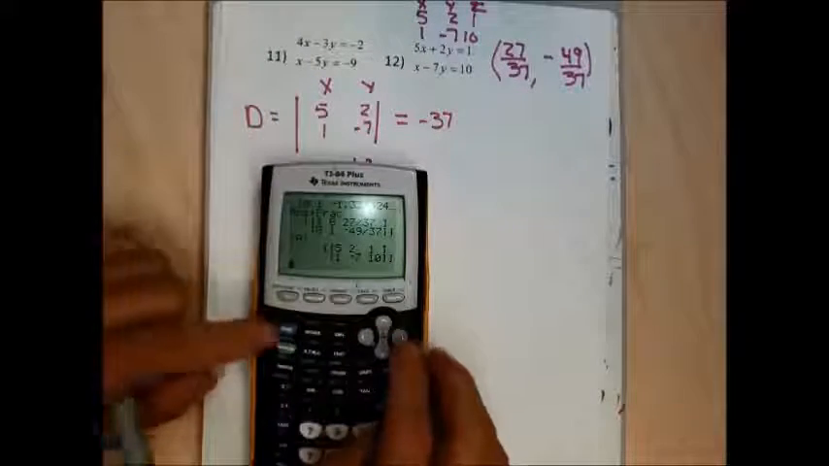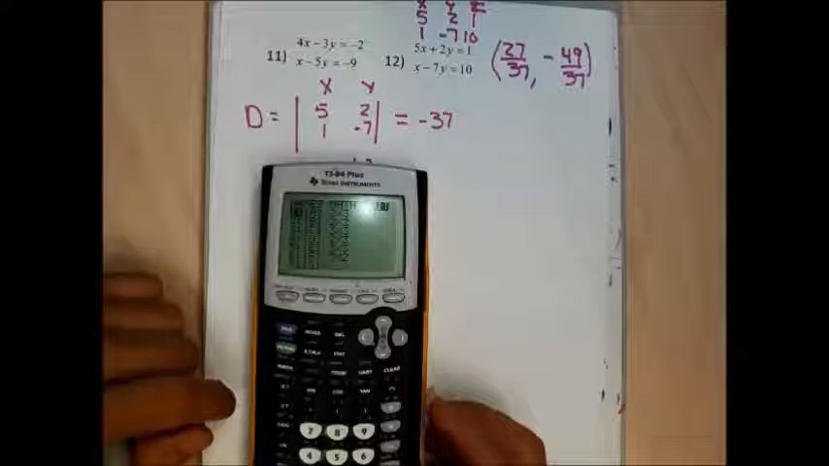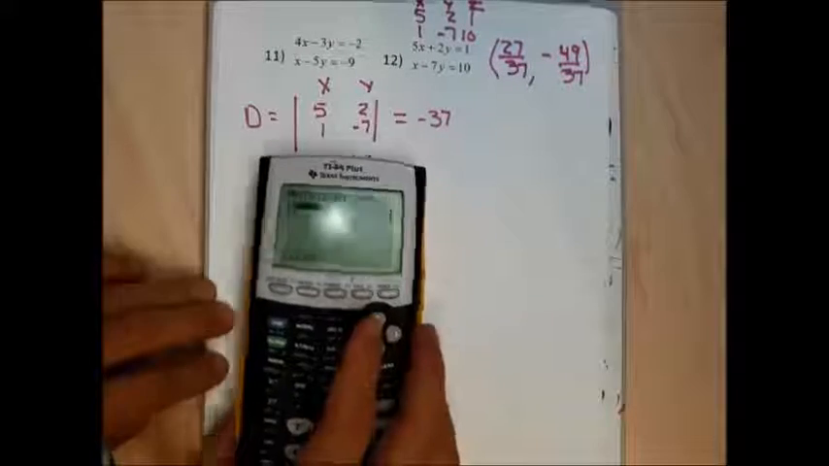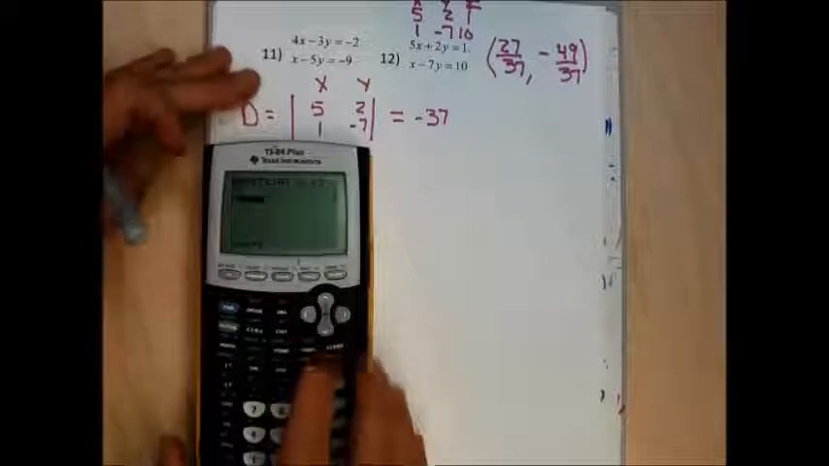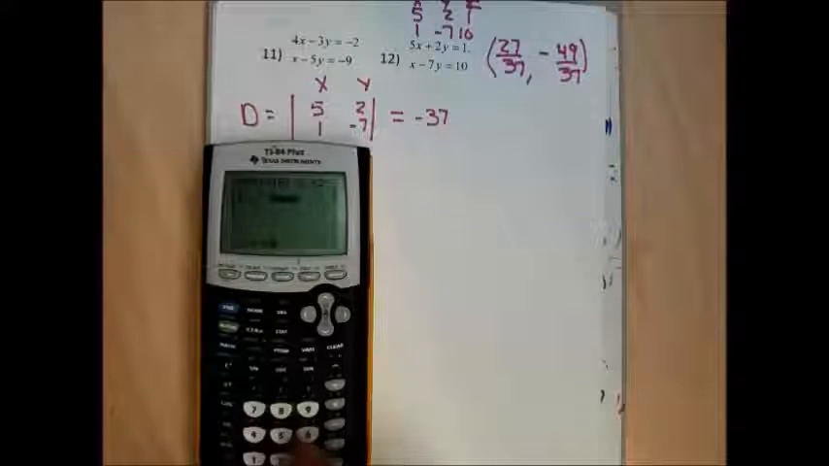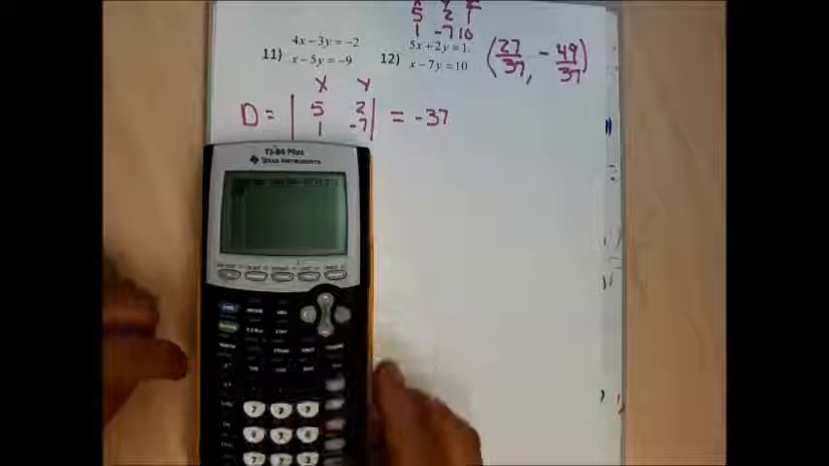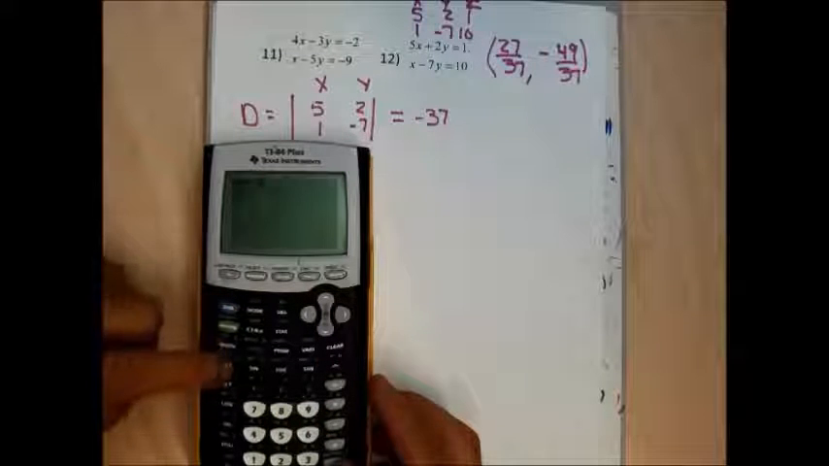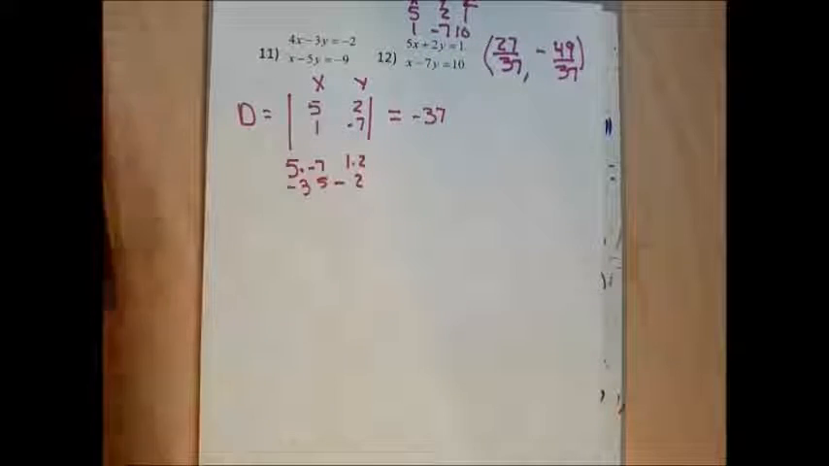It's so much safer for me to do these on my calculator. Let me do this on my calculator. Second matrix, edit, 2 by 2 matrix. 5, enter, 2, enter, 1, enter, -7, enter. Second quit. Second matrix, math, enter, second matrix names, close my parentheses, enter, there's my negative 37.